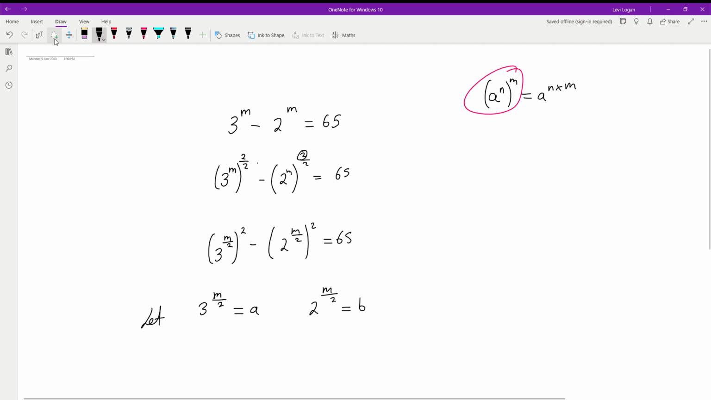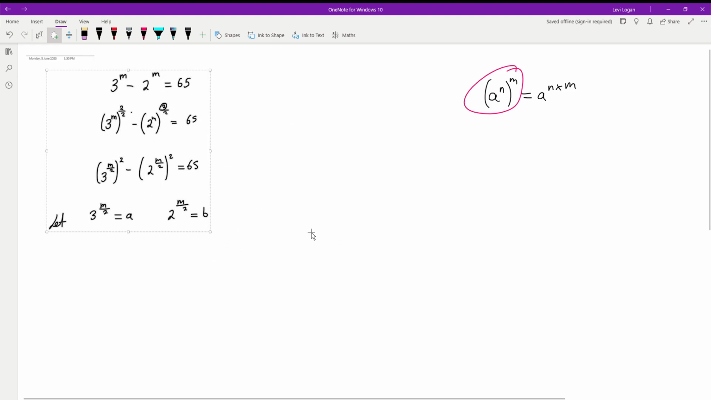So I'm going to move all of this up here just so I have enough room. What I effectively have now is a squared minus b squared is equal to 65. Now you're probably thinking, this hasn't really changed the question. Well, it has. It's made it a lot easier, because this here is a difference of squares clearly seen.